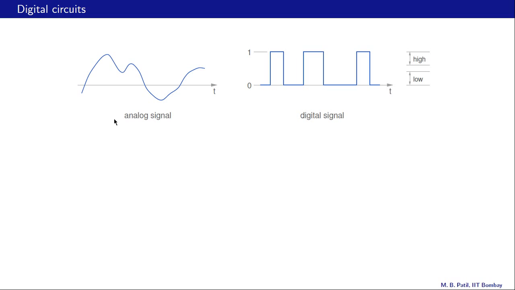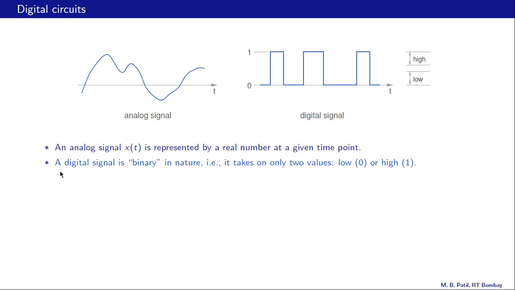We will now discuss digital circuits. And to begin with, let us talk about analog signals and digital signals. An analog signal x of t is represented by a real number at a given time point. For example, in this signal, at this specific time point, the signal value is given by this number. At this time, the signal value is given by this number, and so on.